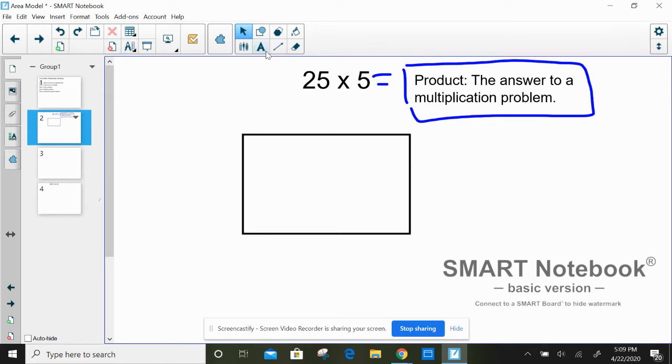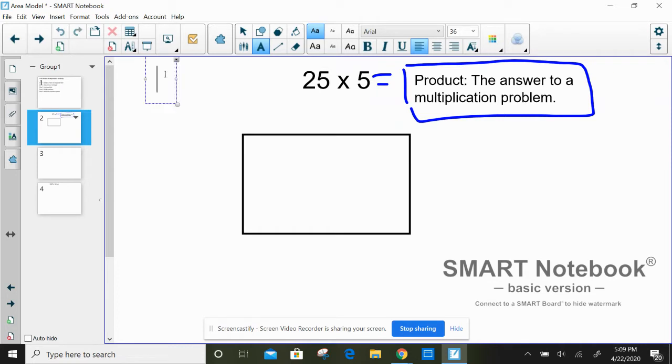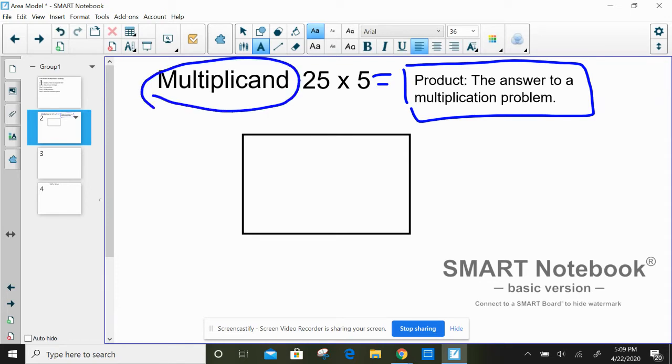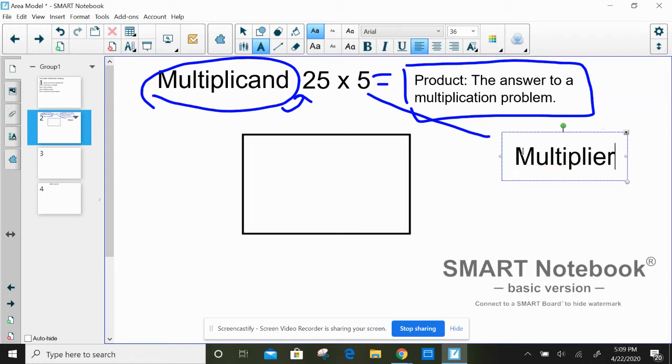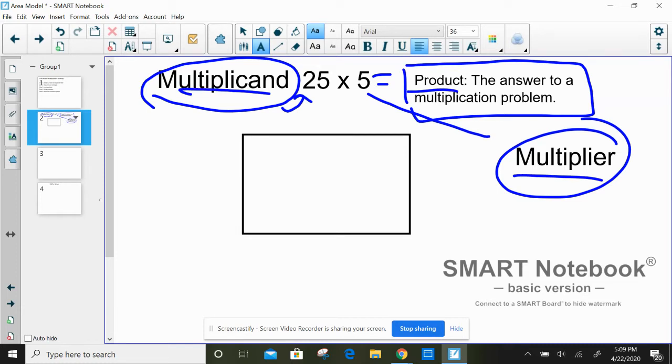This number over here, this 25, has its own name. This is called the multiplicand. That is a number that you are multiplying by another number, okay? It is the first number that you're multiplying by another number. That's this one here. Then this down here is the multiplier. It's the number that you're multiplying by the multiplicand. Okay, so there's 3 different vocabulary words here: product, multiplicand, and multiplier.